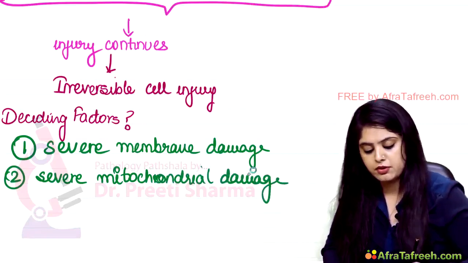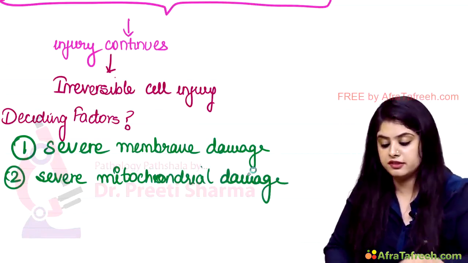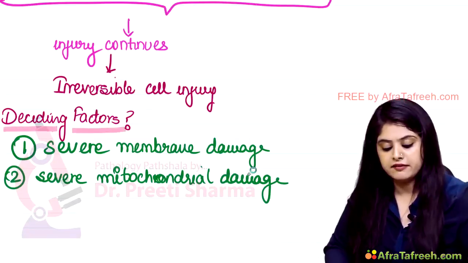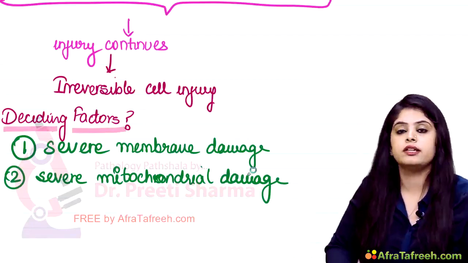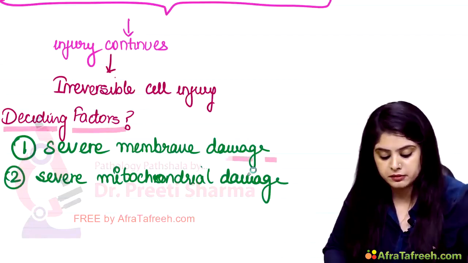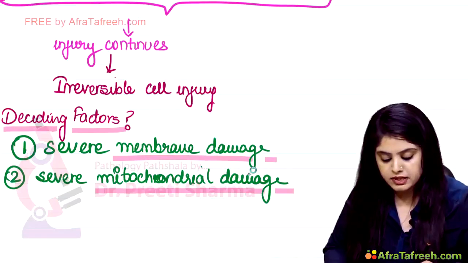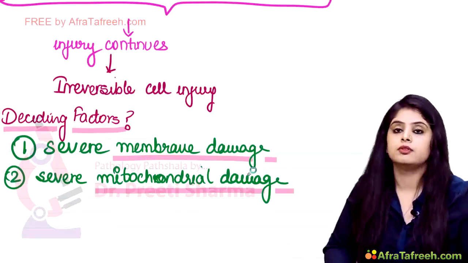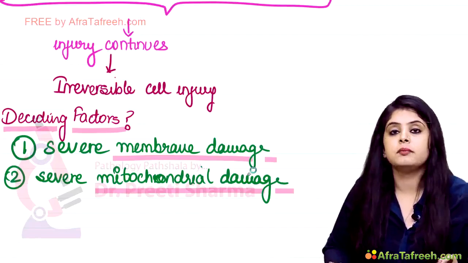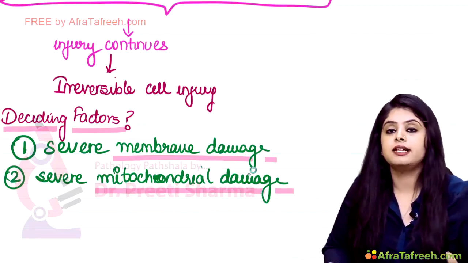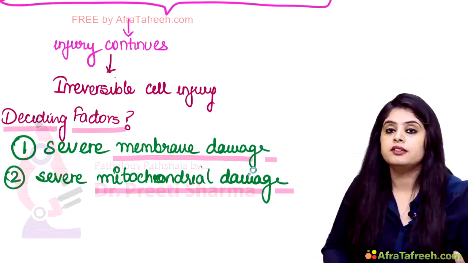Now this is a very important question that has been asked in the previous year exam: what is the deciding factor, or at what point do you say that yes, the cell has gone from reversible to irreversible? That is when the membrane is severely damaged and when the mitochondria is severely damaged. So now with this concept, let's understand what is exactly happening in irreversible cell injury.